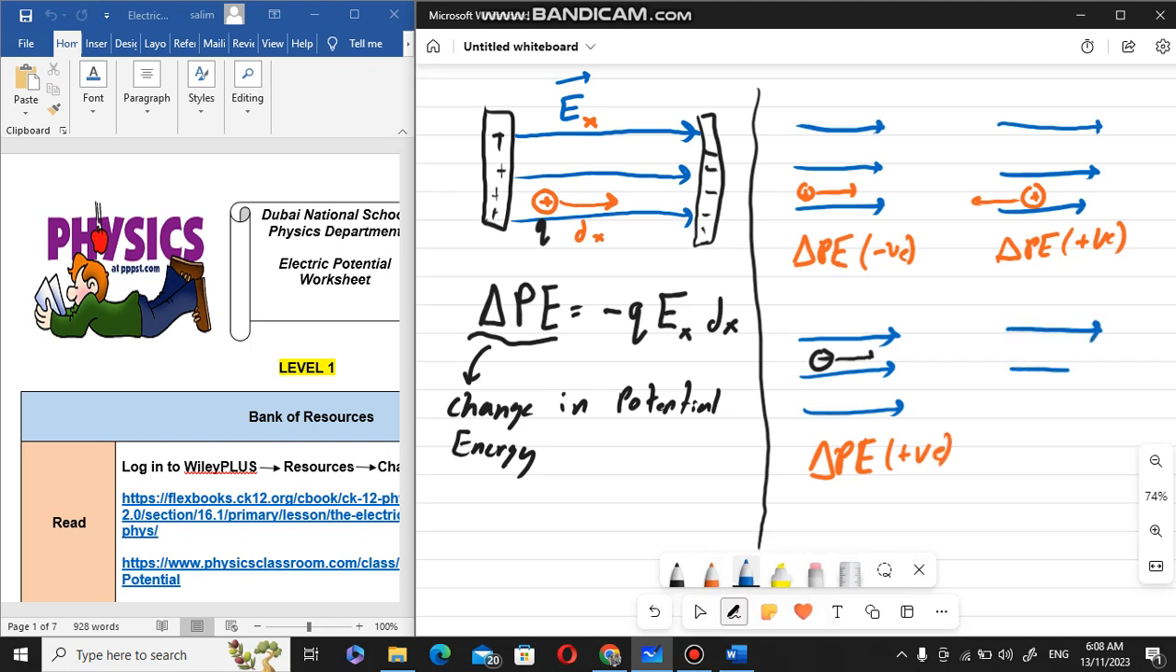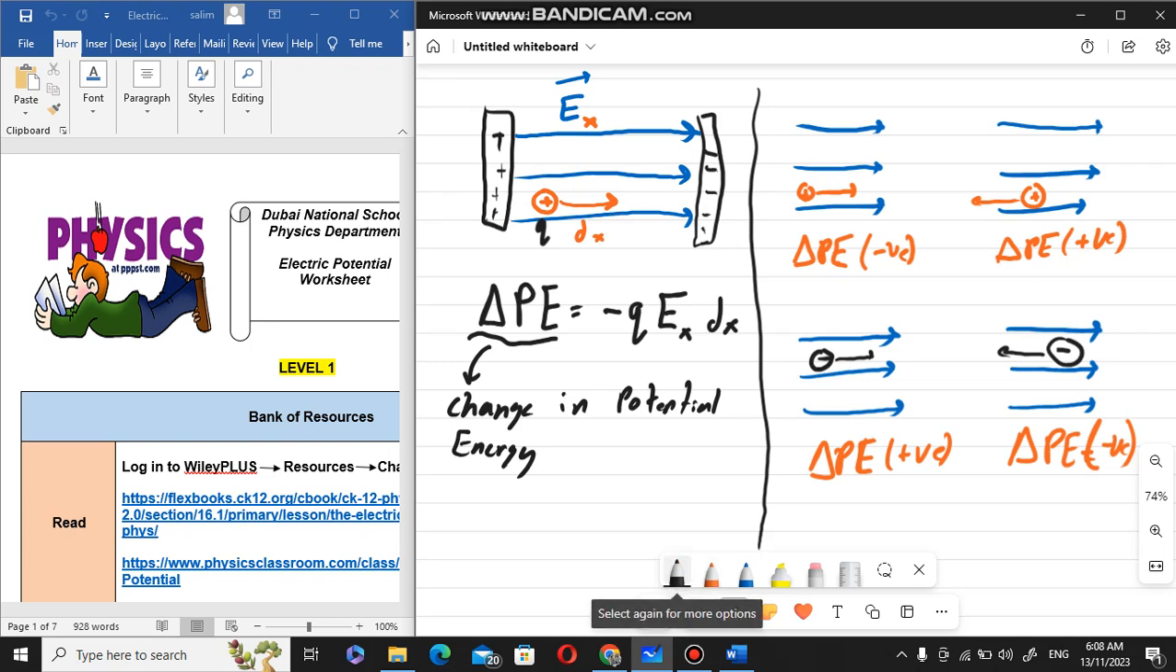And if it was going opposite to the field, it means that it is going to the positive plate. It means that the change in potential energy will be negative, since negative is attracted to positive, so it will be losing potential energy and gaining kinetic energy. Or simply you can think of it like this: a charge in its normal motion will lose potential energy and gain kinetic energy.